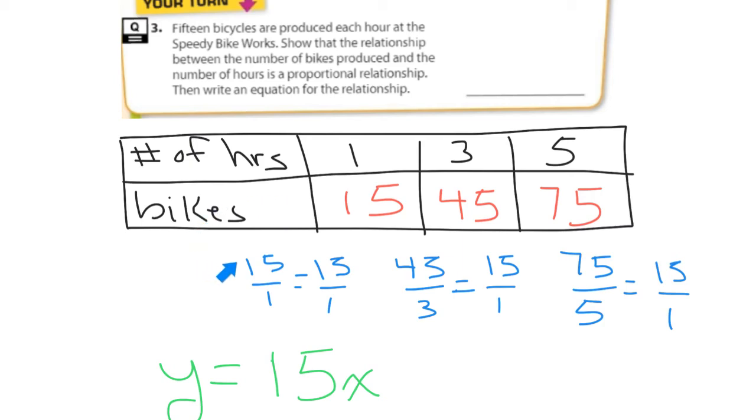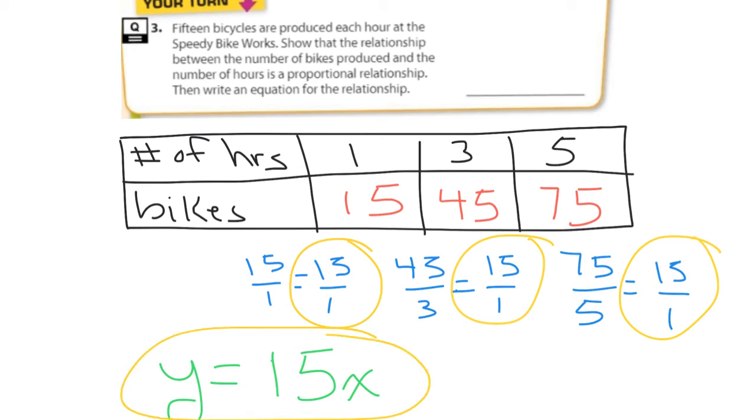Okay, so the number of bikes made, it says the relationship between the number of bikes produced and the number of hours is proportional. So here I did my 1 hour, 15 over 1, that equals 15 over 1. My 3 hours, 45 over 3 is 15 over 1. And for my 5 hours, 75 bikes produced over 5 hours is also 15 over 1. So when I showed that all of these ratios are exactly the same, I can then go ahead and write my equation. So y equals 15x.